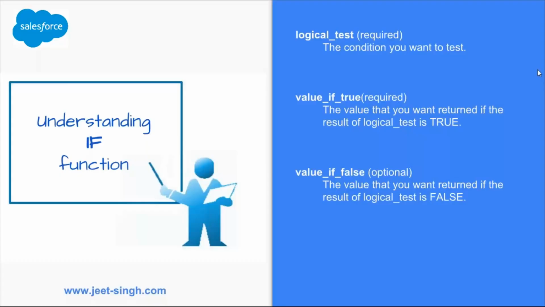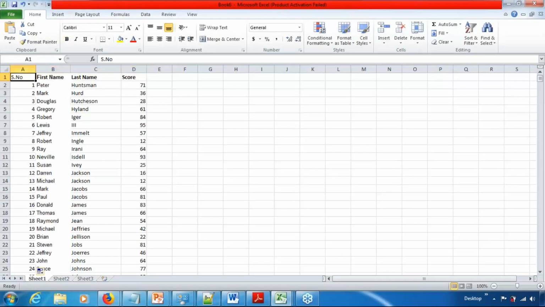So to understand this IF function, we will quickly get into an Excel spreadsheet and do a small example to understand this a little better. Give me one quick moment. I'll open a spreadsheet. Here we have a spreadsheet, and it's a very simple example that I'm going to do here.